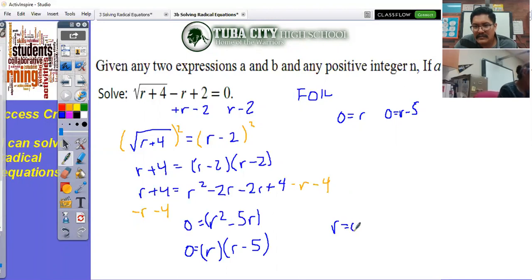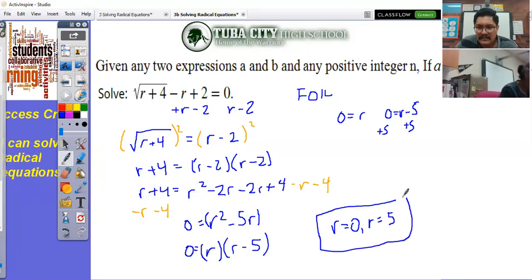r equals 0 and r equals... well, to get this one, I just need to add 5 to both sides. Plus 5 here, plus 5 there. And there's a pretty easy pattern to that as well. Once you kind of see it, it's a lot easier to see how it works. And there you go. We are done with this one. I think there's one more, and then we're going to be done.